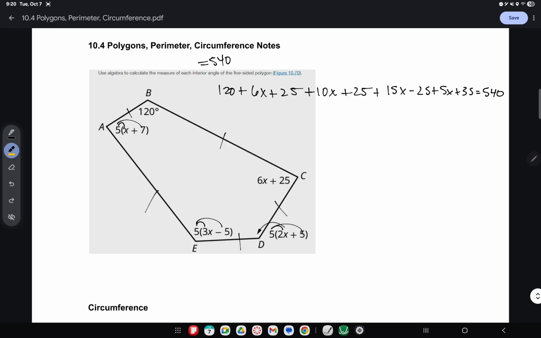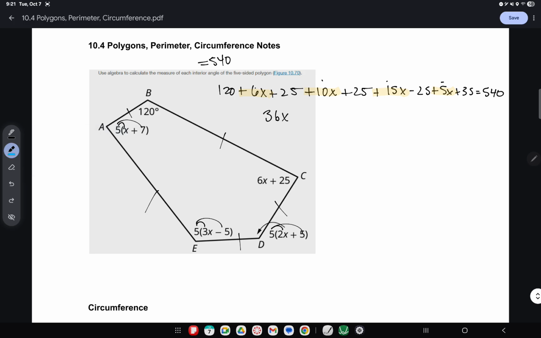And then from here, I just want to solve for x. So I need to combine any like terms. So I usually start with the x term. So I'll combine those. 6 plus 10 plus 15 plus 5. So let's see, 15 and 5 makes 20. 20 and 10 makes 30. 30 and 6 makes 36. So 36x.